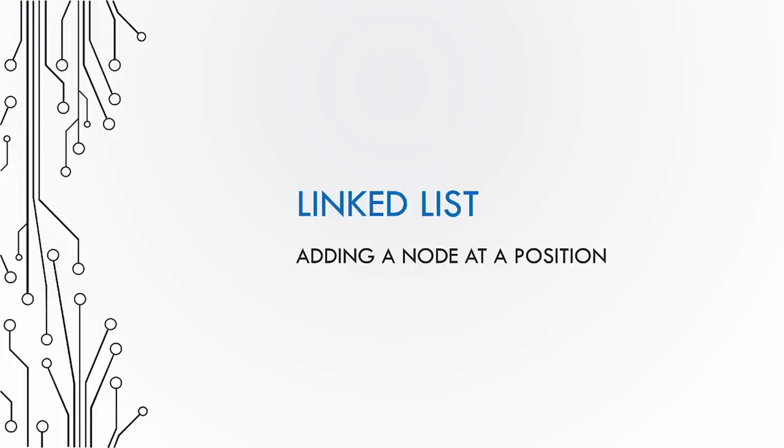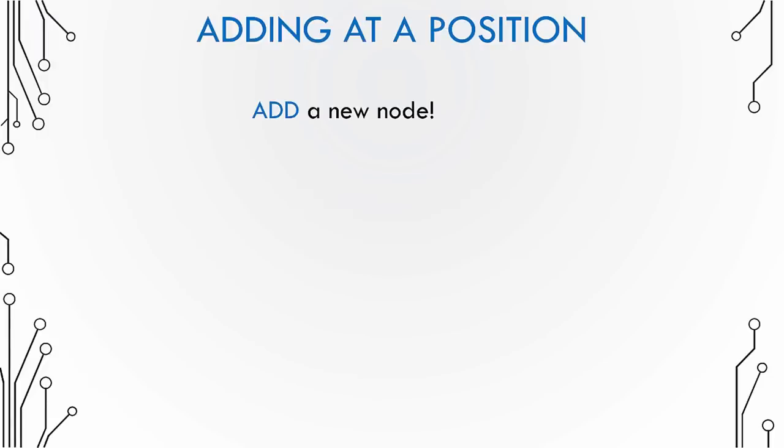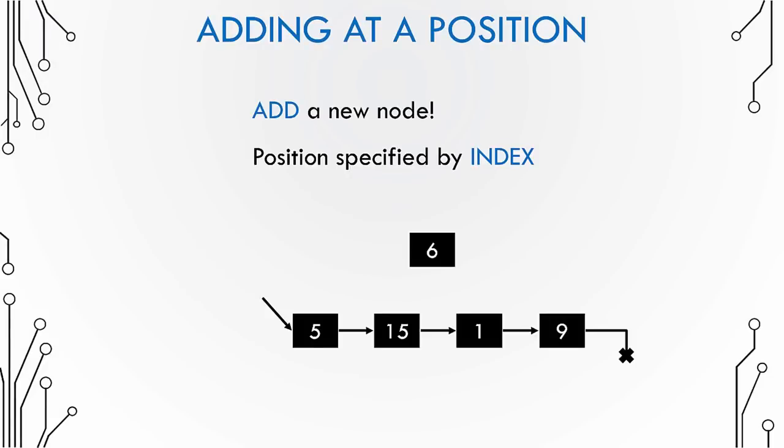In this video, we'll be checking how we add a new node at a particular position in a linked list. So we have to add a new node at a position specified by an index, and the node can be added at an arbitrary position. In this case, I want to add a node at position number 3, but there is already an element present at position number 3, which is 1. So how do you manage to add a new element without disturbing the linked list?